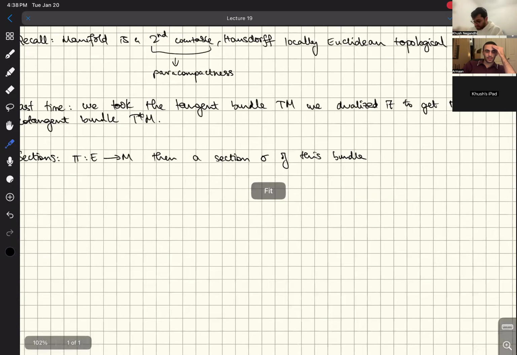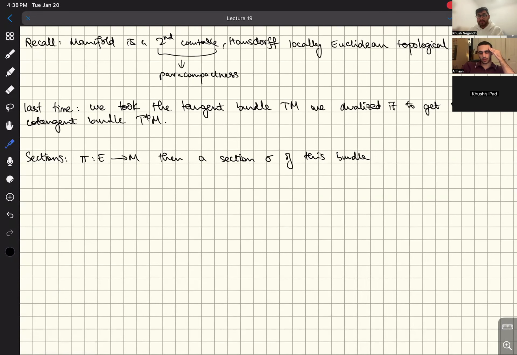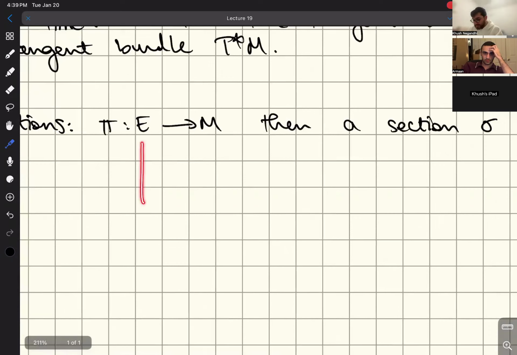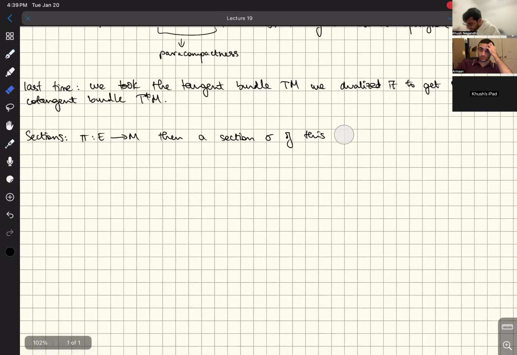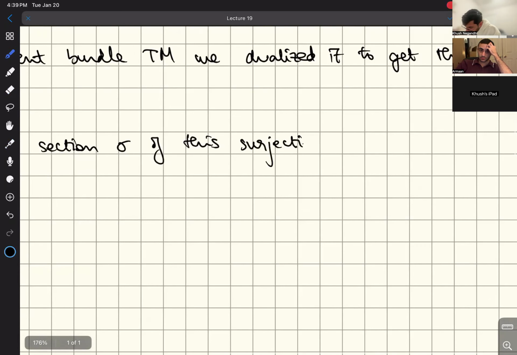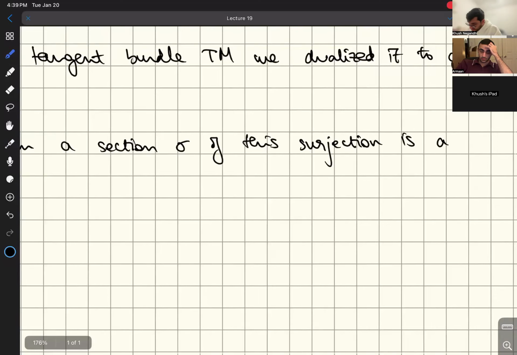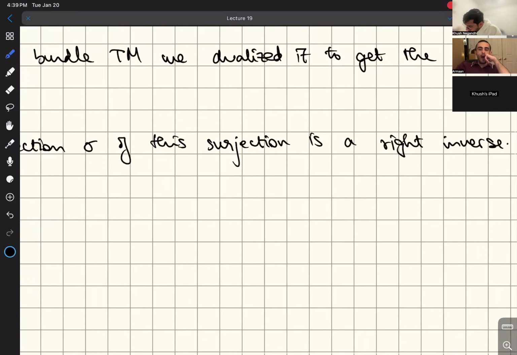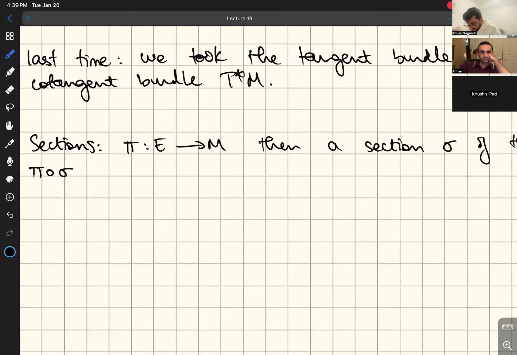Surjective map of what? It does kind of help that it is a vector bundle. But with this definition it doesn't actually matter. This thing could be literally any set, and this thing could be any other set, and a section would still make sense, because a section of this surjection is a right inverse. What I mean by right inverse is that pi composed with sigma is the identity function on M. That's it.